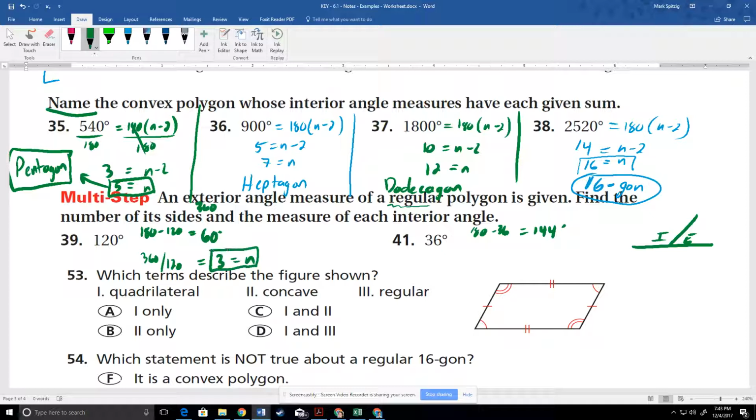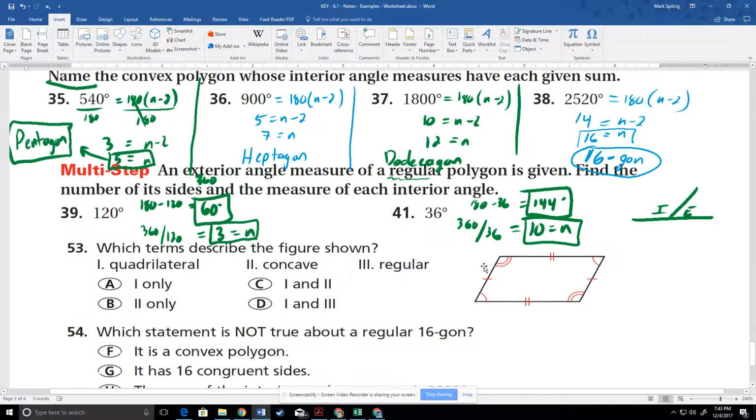If it said name it, you'd obviously say triangle. I'll do the same thing over here. I know that the exterior angles add to 360. They're all 36 degrees. So how many of those 36-degree angles fit into the 360? That's no big deal, that's just going to be 10. So n equals 10. We know that the number of sides is 10, and we know that the interior angles are 60 and 144 respectively.